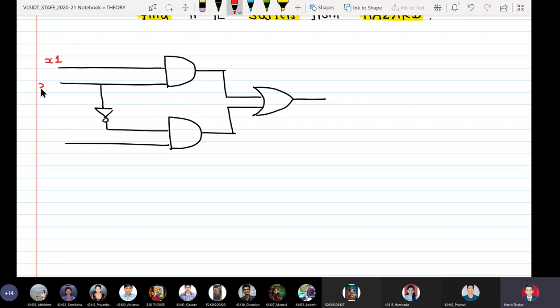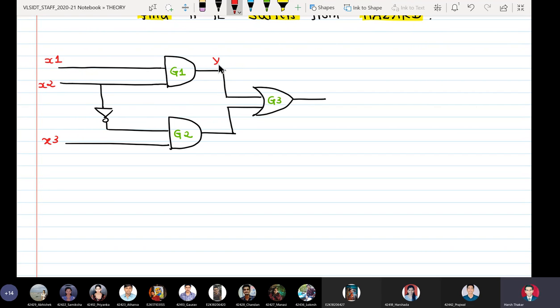The first input x1, second input x2, third input x3. Let this gate be G1, the second AND gate G2, and the OR gate G3. Let us also define outputs now. x1 and x2 are the inputs to gate G1, x2 bar and x3 are the inputs to gate G2, and the outputs of the AND gates act as inputs to the OR gate G3.